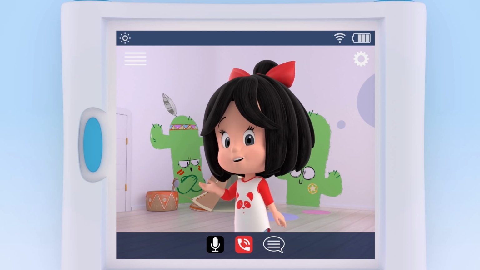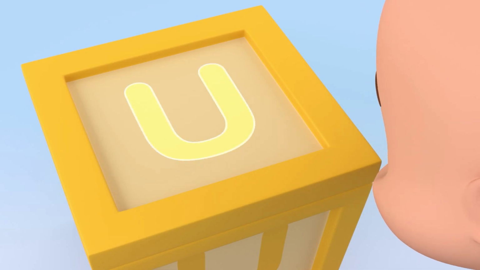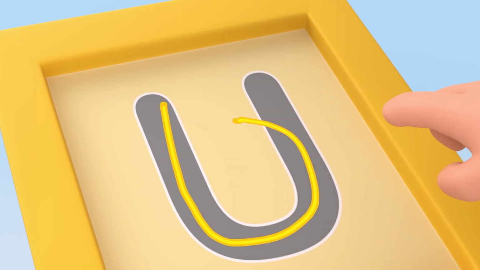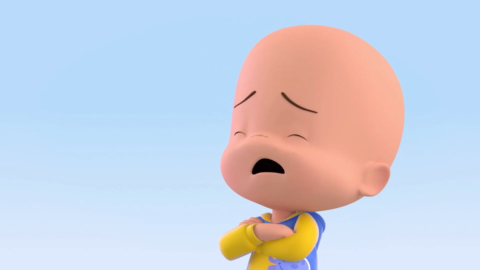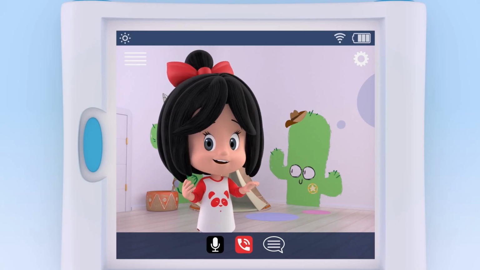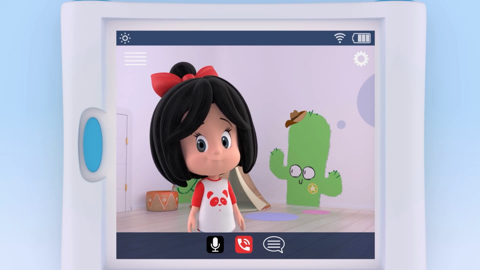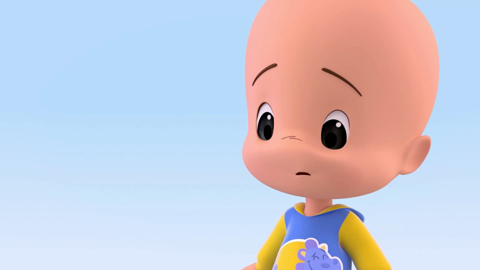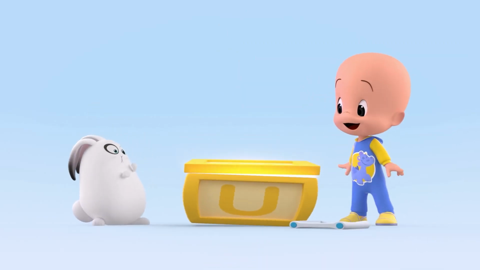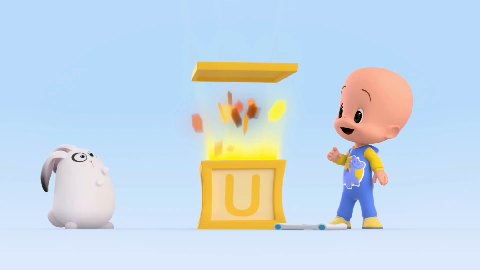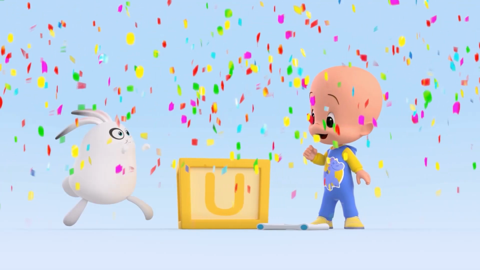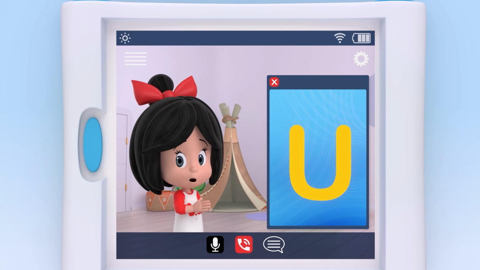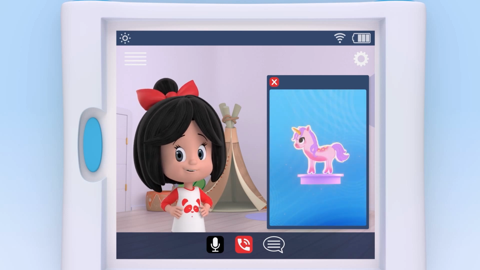Which animal starts with the vowel U? U. It just looked more like an O than a U. Why don't you try again? U. Unicorn. Of course, U is for unicorn.